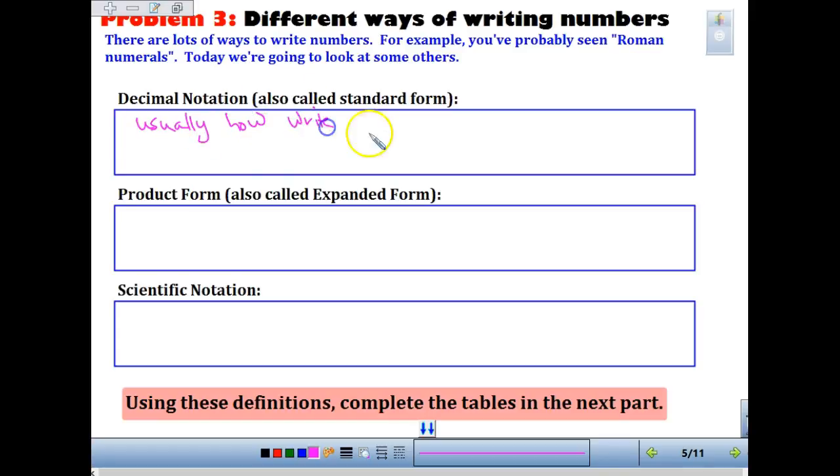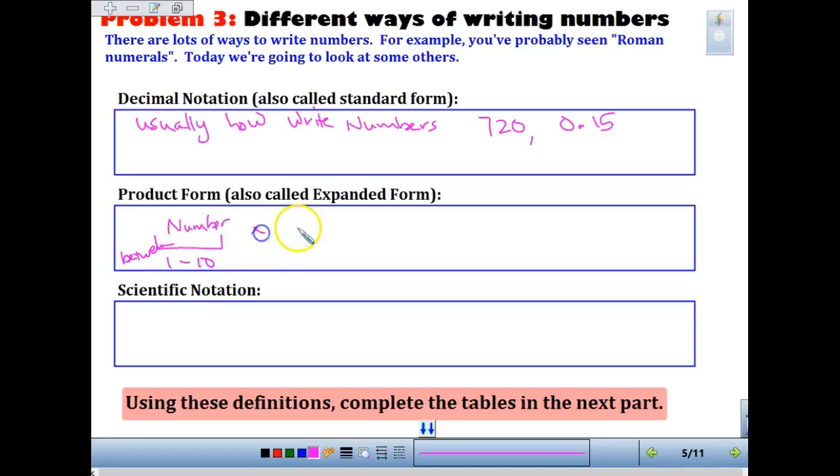Like 720 would be 720. Like 0.15, you'd write it like this. That is our standard form of writing a number. It's just how we usually write our numbers out, okay? Product form. Product form means we want the first number that we are going to take usually to be between 1 and 10, okay? So this number that we're going to write here has to be between 1 and 10, okay?